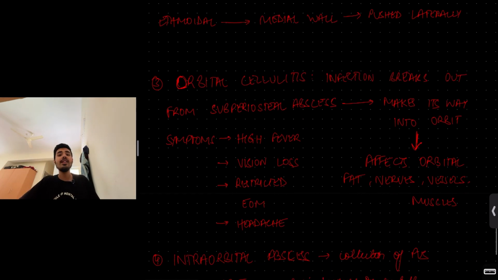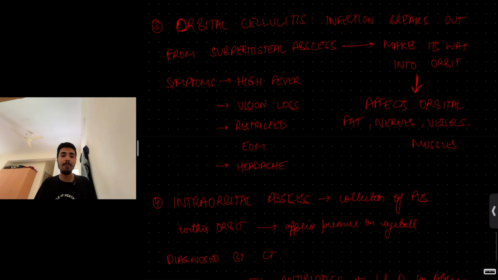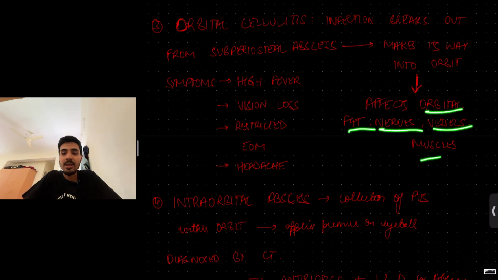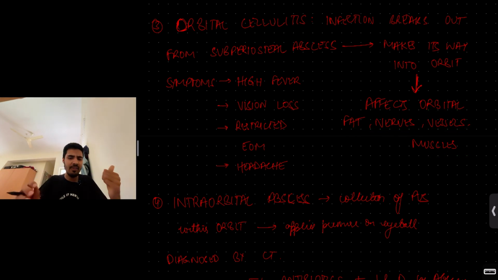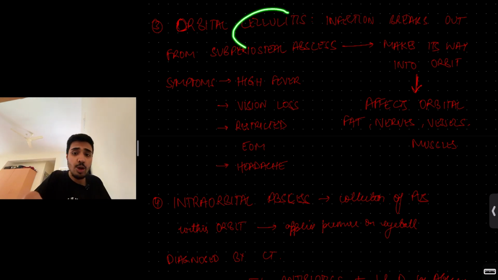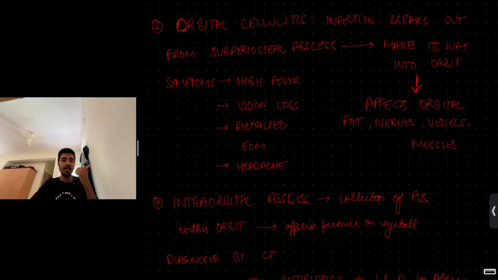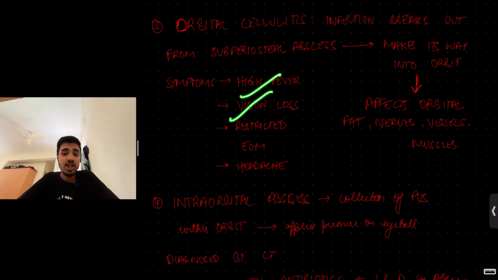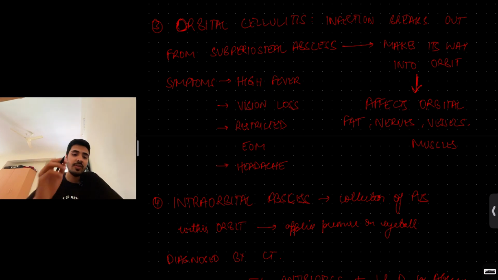Then let's say the infection breaks out from the subperiosteal abscess. It goes and infects the orbit now. Then what will happen? It will affect the orbital fat, the nerves, the vessels, the muscles. So all general symptoms. You have an infection within your orbit: orbital cellulitis. Here you'll have high grade fever. You can have vision loss, which can even be permanent because of the infection of the muscles. You'll have restricted extraocular movements, headache, and various other symptoms.